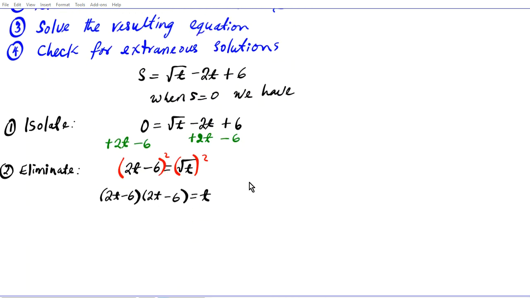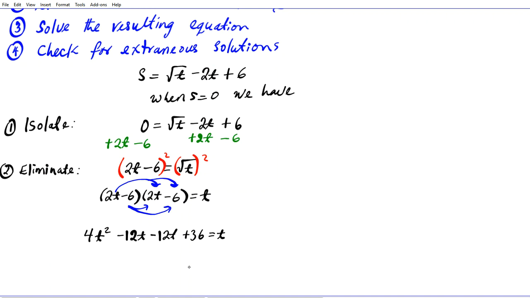Now we're going to expand this out completely. Since we're multiplying two binomials, we can just FOIL it out: first, outer, inner, last. Multiply the 2t to these two terms, and then distribute the -6 to these two terms. Let's do it. 2t times 2t is 4t squared. 2t times -6 is -12t. -6 times 2t is another -12t. -6 times -6 is +36, equals t.